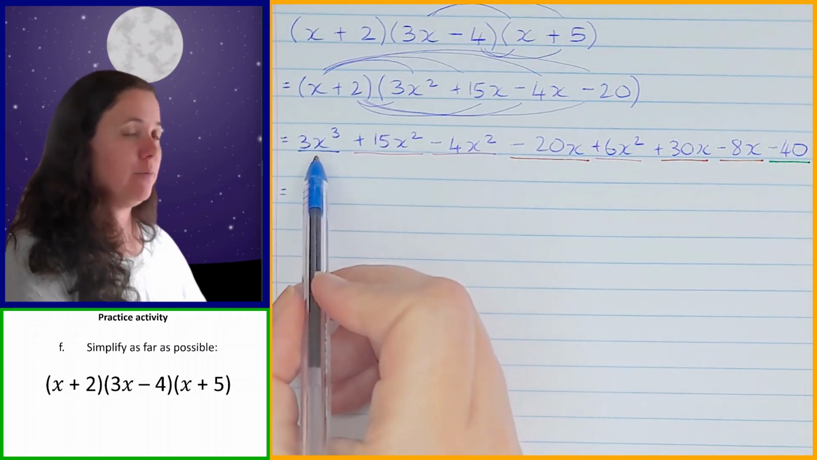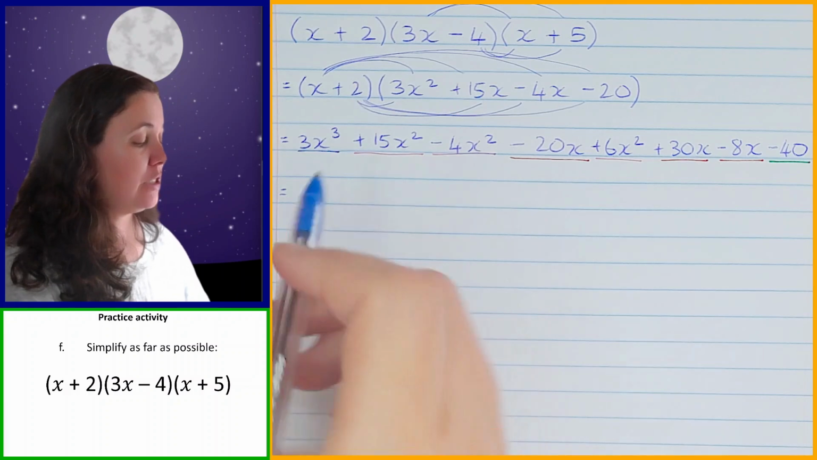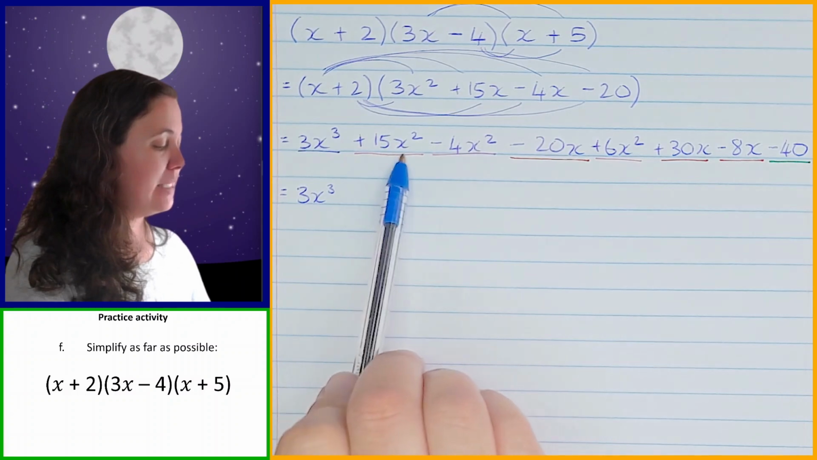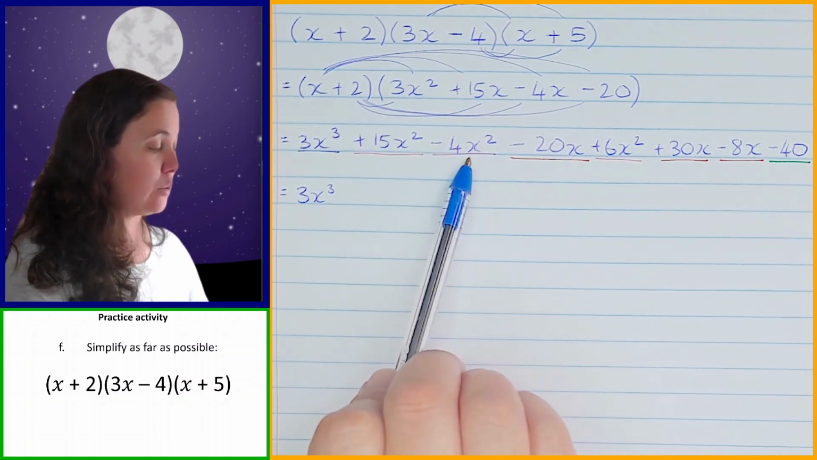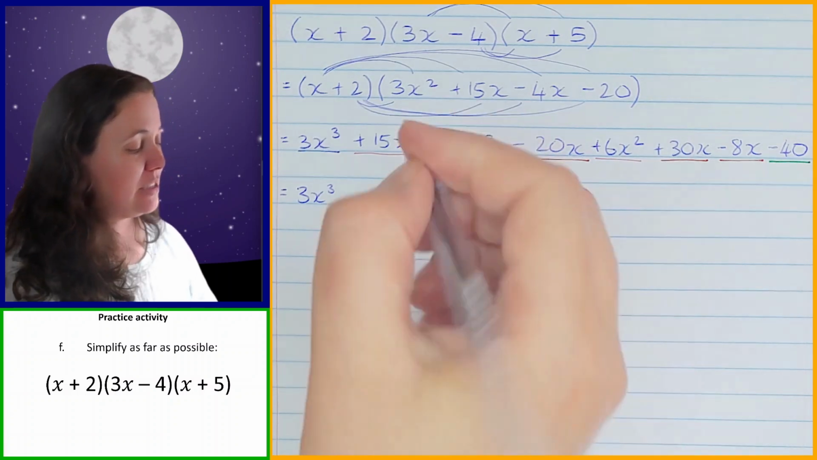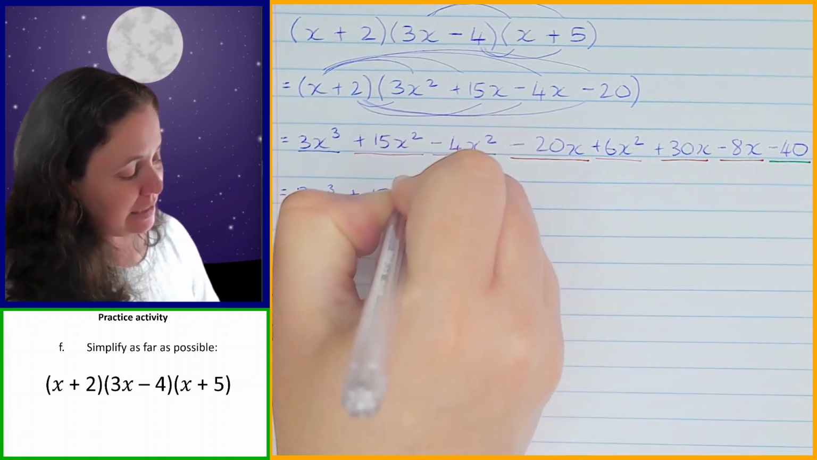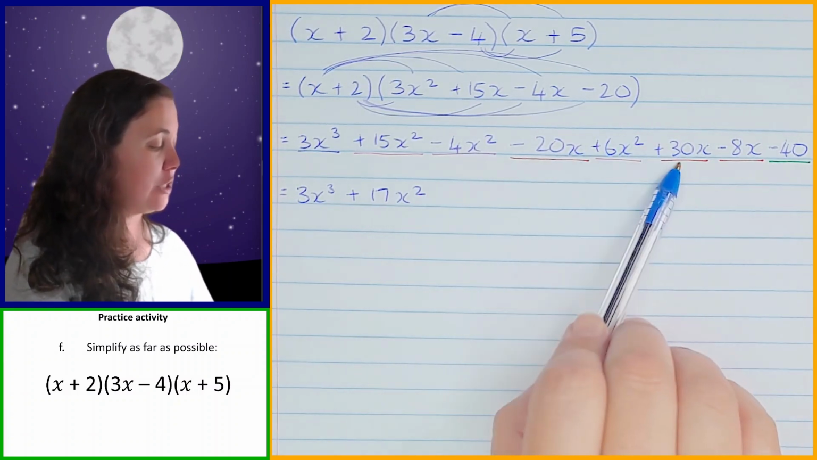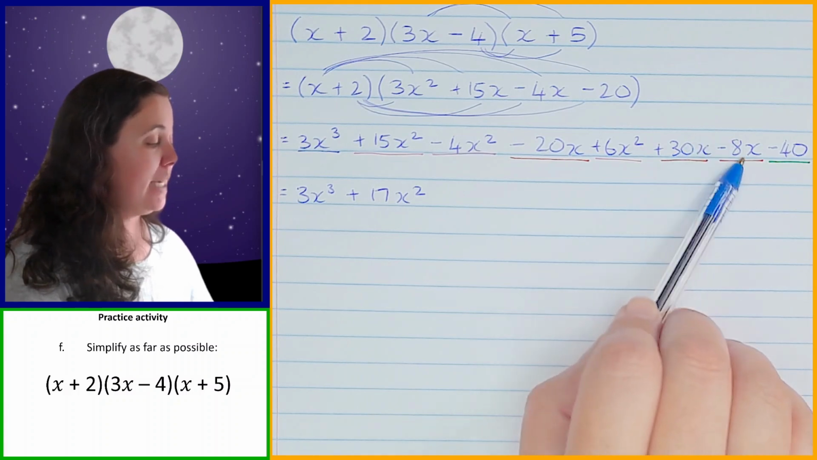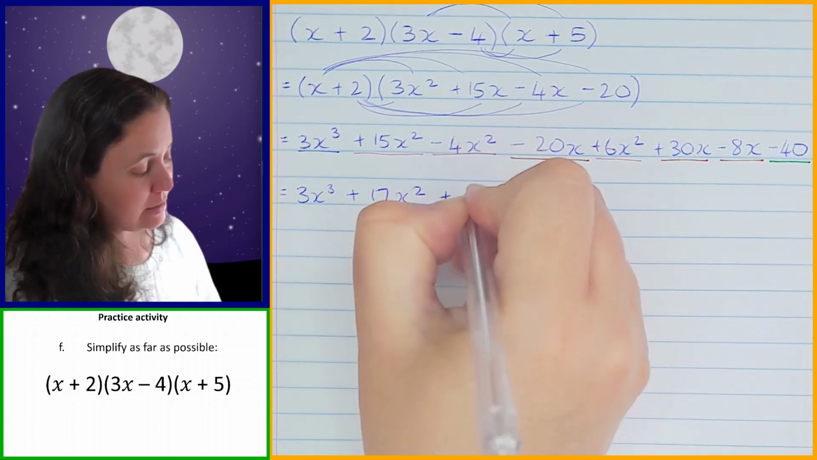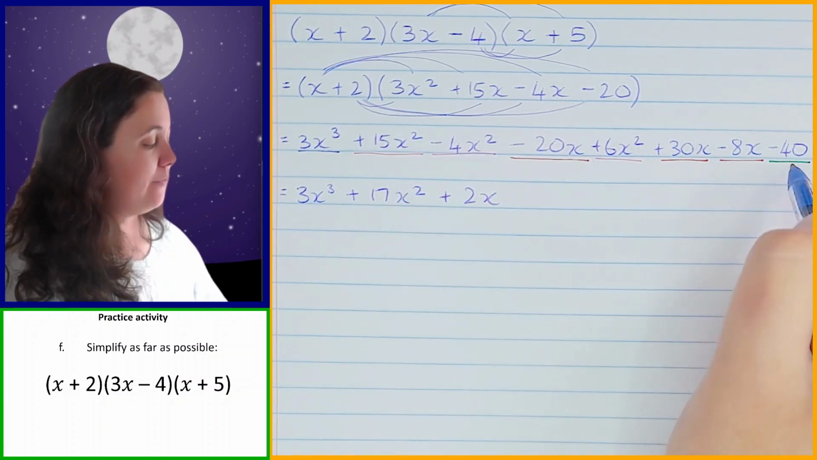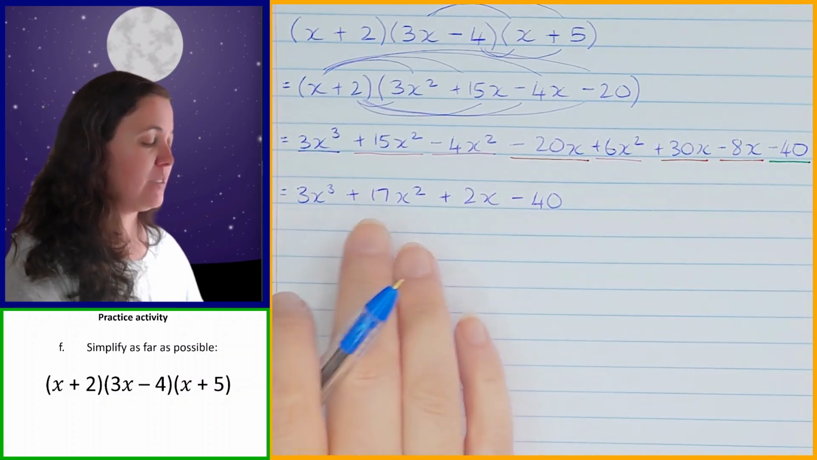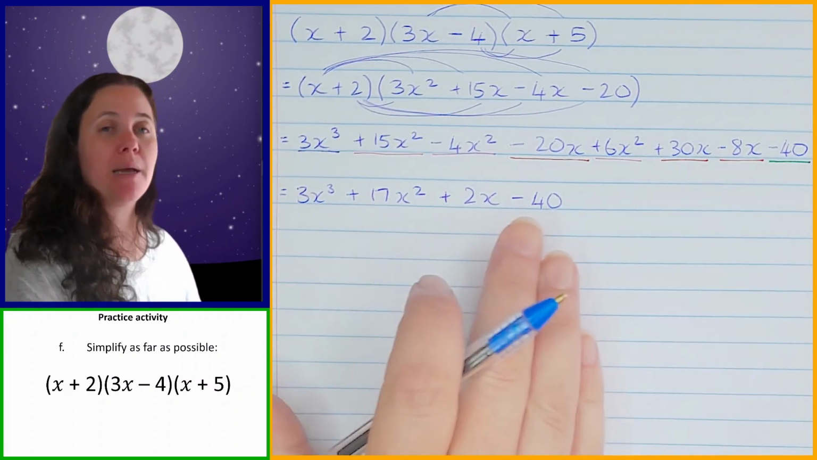So the 3x cubed is going first because it has the highest exponent and is the only one, so it's not going to change. Then my x squared, so I've got 15x squared minus 4x squared, that's 11x squared. And then plus 6x squared is 17, so it's going to be plus 17x squared. Then over here, my x's, I've got negative 20 plus 30, that is 10x, minus 8 is 2x, so it's plus 2x. And then my minus 40 is the only constant, so it stays the same. Okay, so you should have got 3x cubed plus 17x squared plus 2x minus 40.